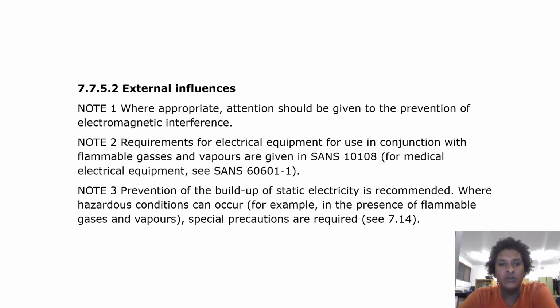External influences. Note 1. Where appropriate, attention should be given to the prevention of electromagnetic interference. Note 2. Requirements for electrical equipment for use in conjunction with flammable gases and vapors are given in SANS 10108. For medical electrical equipment, see SANS 60601-1. Note 3. Prevention of the buildup of static electricity is recommended, where hazardous conditions can occur, for example, in the presence of flammable gases and vapors. Special precautions are required. See 7.14.